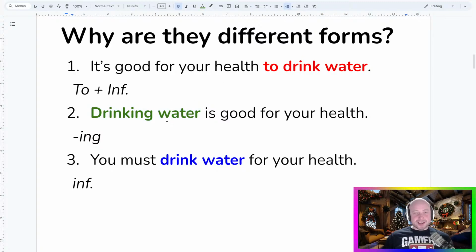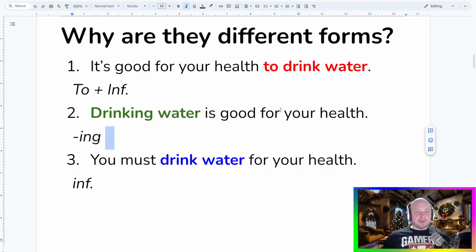Drinking water is not like the present continuous. This is what a lot of people think initially. When they say the ing form, they think that means, like a present continuous kind of form. No, that is not the case. So the difference is really a difference of form rather than a difference of meaning or grammatical meaning.